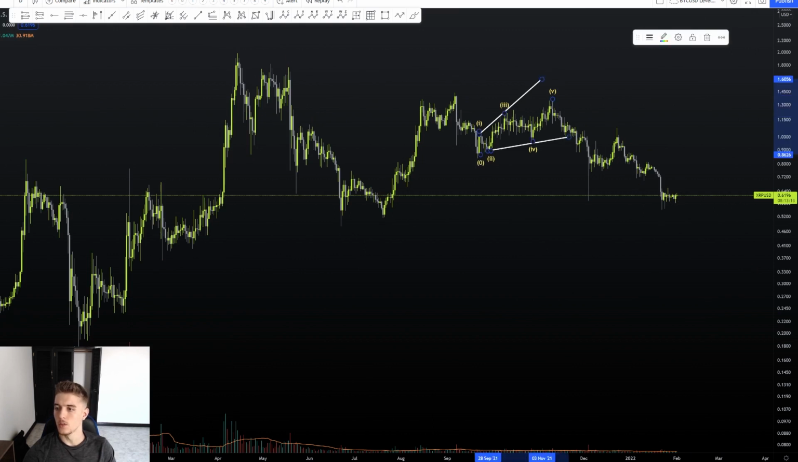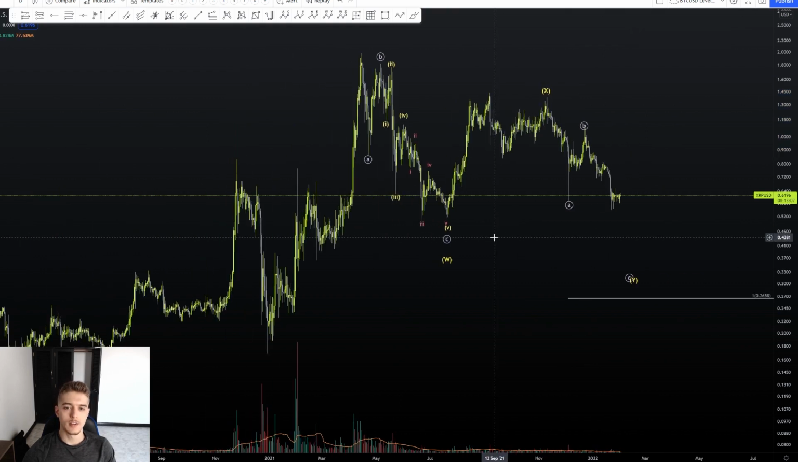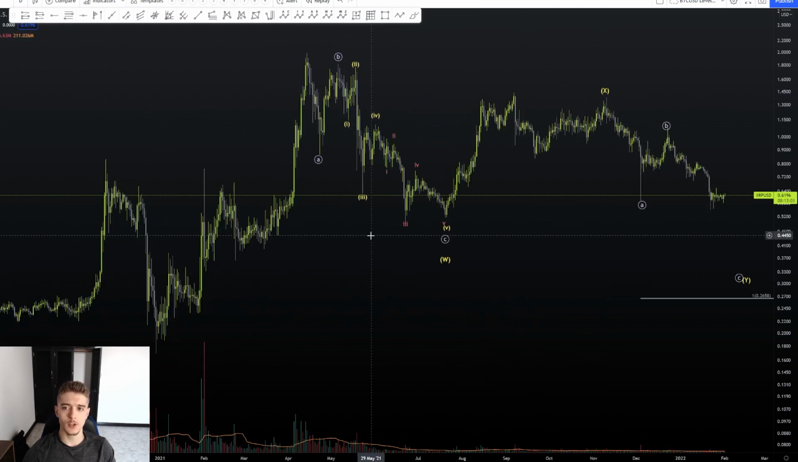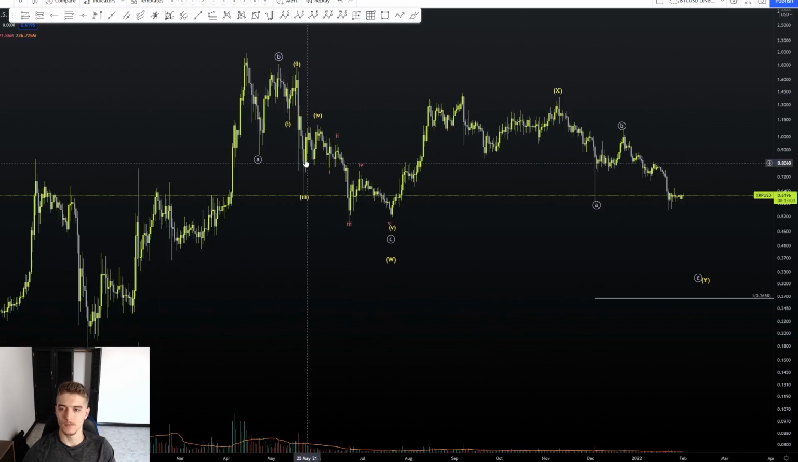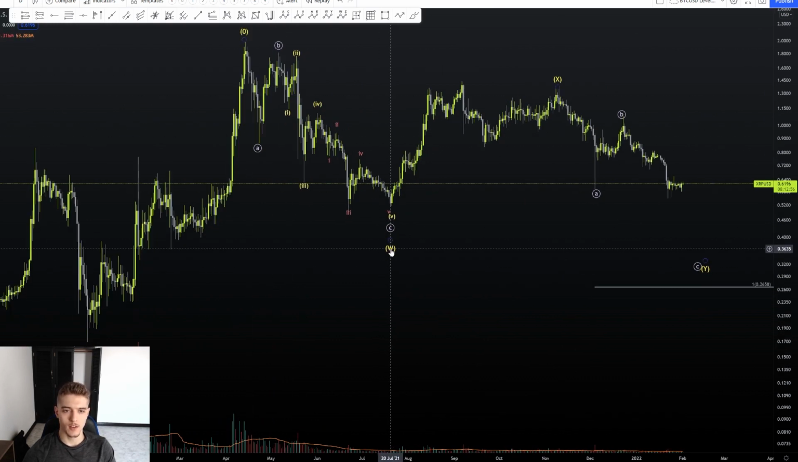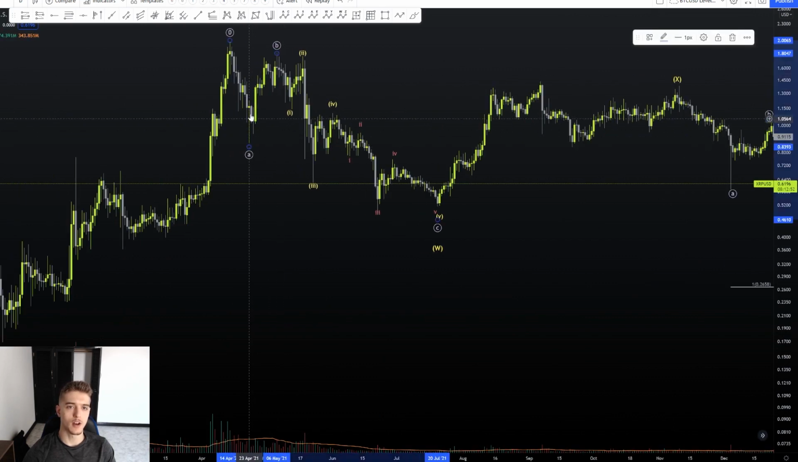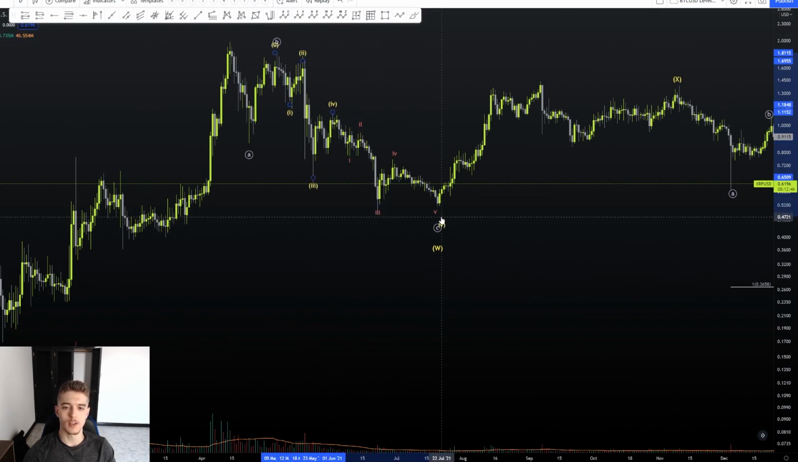Let's add that to the folder. And the other count I want to show you guys would be the assumption that this is all a WXY. In order to do that, we'd have to say this is all a B, C down here for a W wave. So this would be a flat. So this would be an A put down here, a B put in up here. This would be a 1, 2, 3, 4, 5 put in down here for an extended 5th wave.